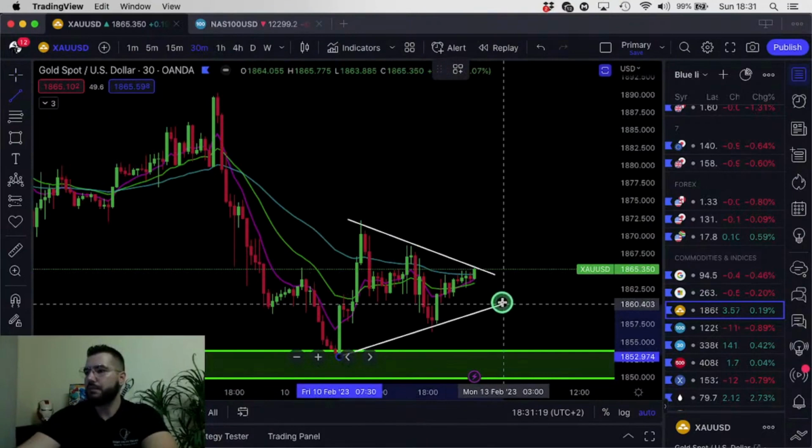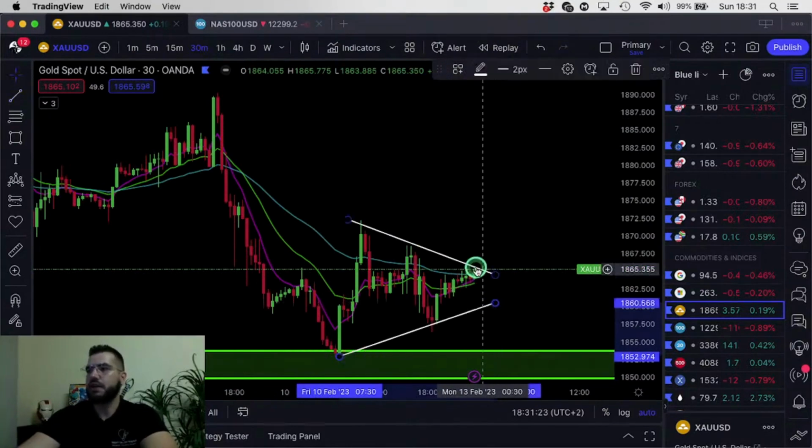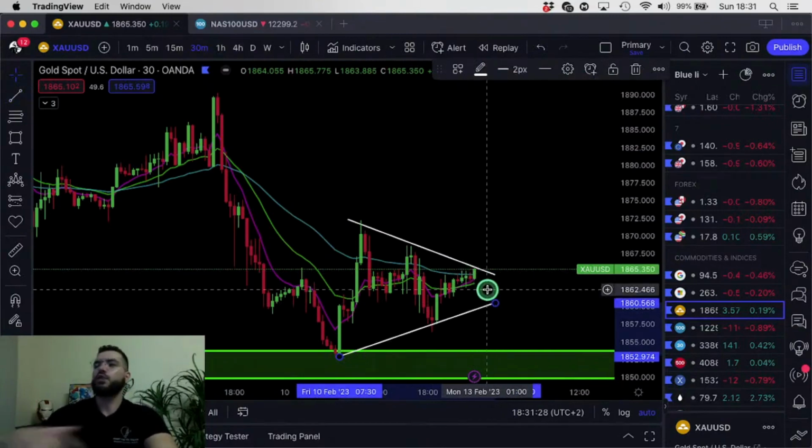Obviously, a pennant can break in any direction. So there is still a chance that we're just going to bounce on that trend line and then sell from there. So you do want that clear indication before entering into your trade. What would that clear indication be?